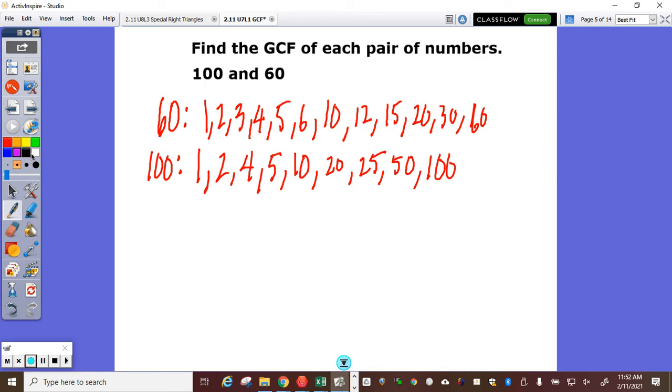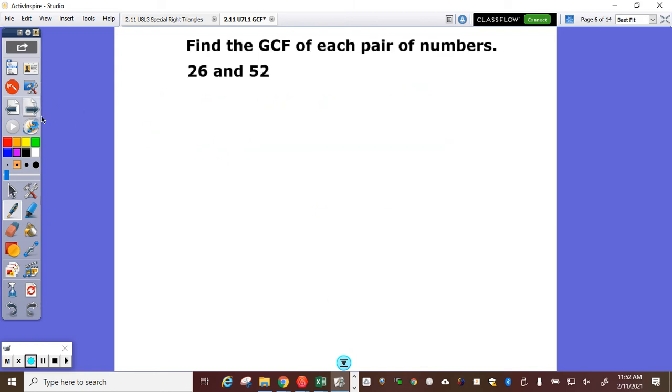20. All right, so 20 is the greatest common factor. 100 isn't a factor of 60. Common, it's both of them. So the largest one they have in common is 20. All right. Find the GCF of 26 and 52.